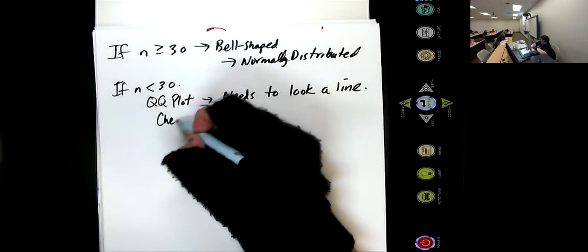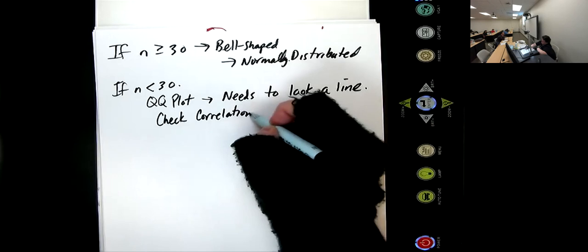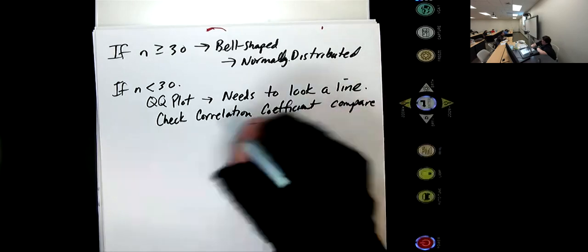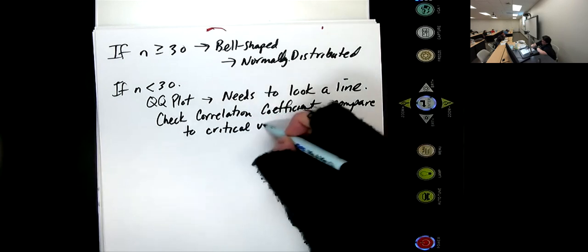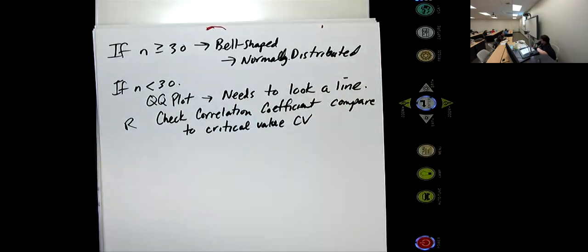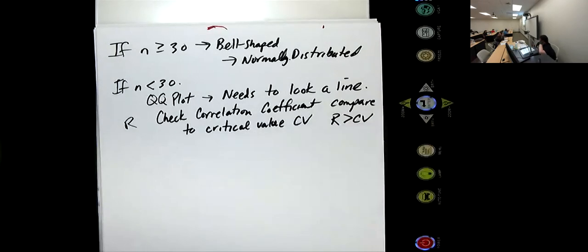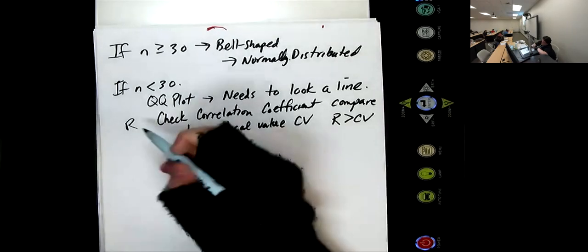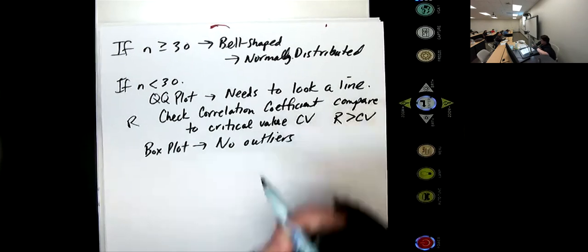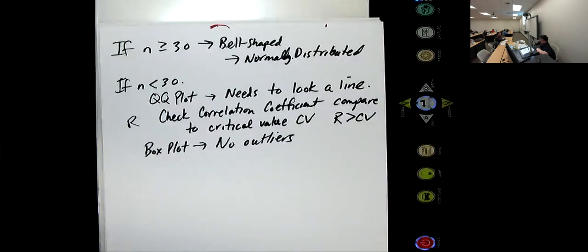We want to check the correlation coefficient, which was definitely in chapter 4, and compare it to the critical value, CV. The correlation coefficient goes by R, and we want R to be greater than CV. They're just numbers: R you get from the computer, CV is from a table. Generally, if the QQ plot looks like a line, you're pretty good. The other thing you want is for the box plot to have no outliers. Those are the requirements we have.